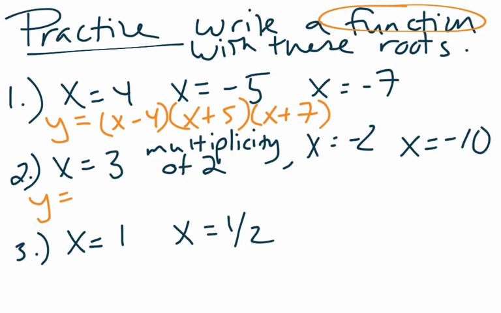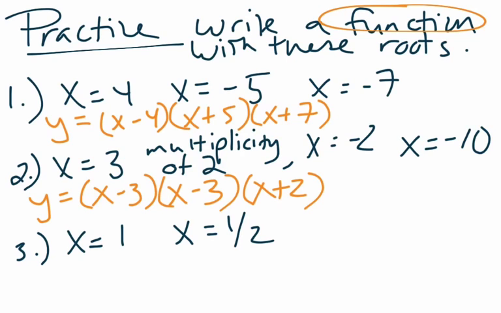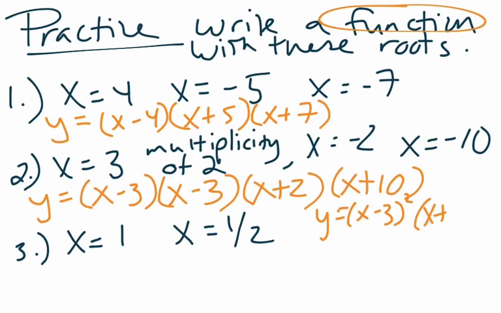Next one, y equals, x equals 3 comes from x minus 3, and that multiplicity of 2 means it shows up twice. And then you'd flip the sign, so you'd have x equals negative 2 becomes x plus 2, and this would become x plus 10. You could also write that with the squaring of the x minus 3, and that would probably be encouraged. So you would have x minus 3 all squared, x plus 2, x plus 10.